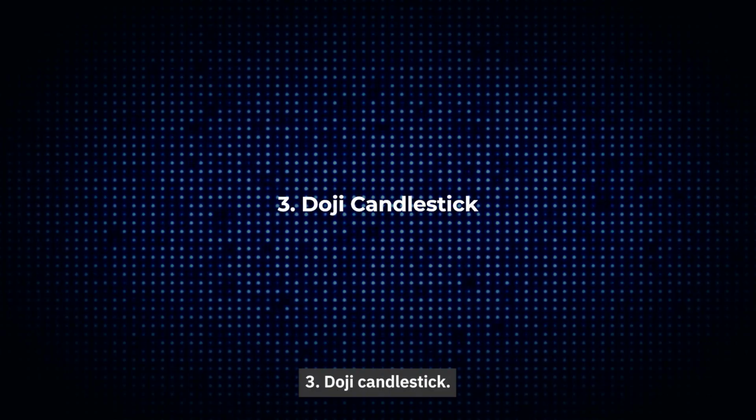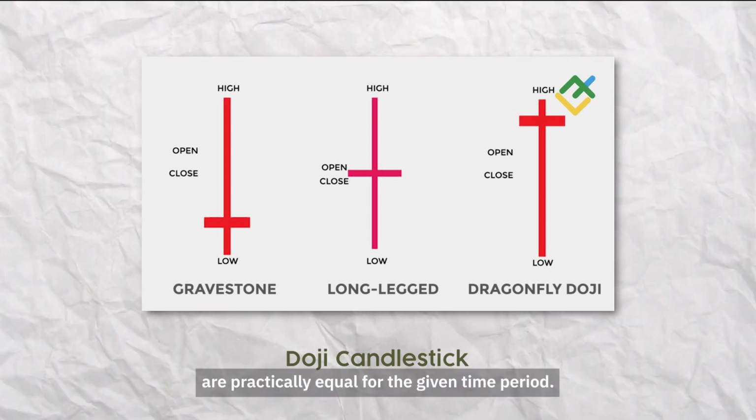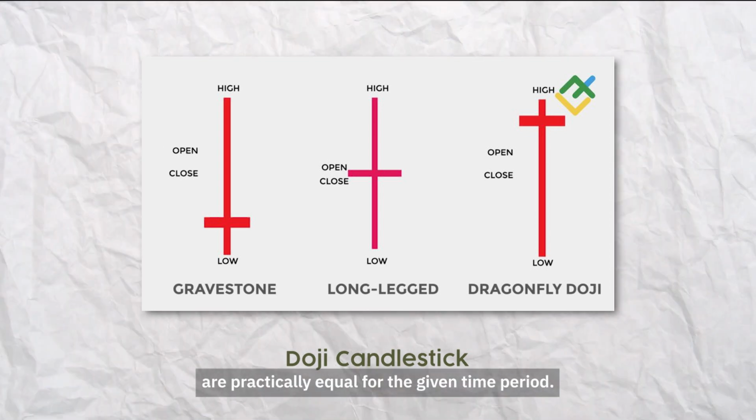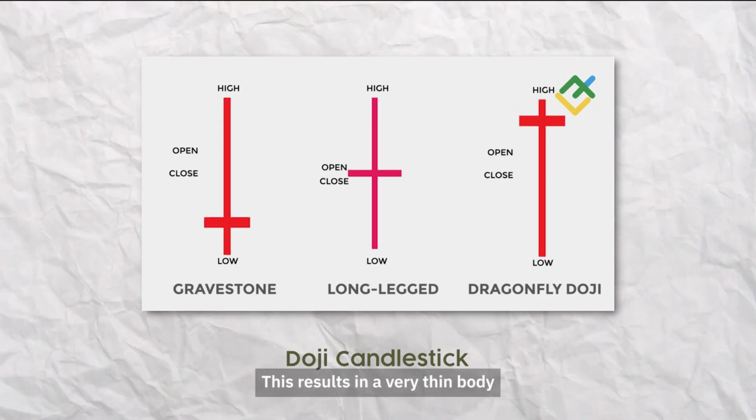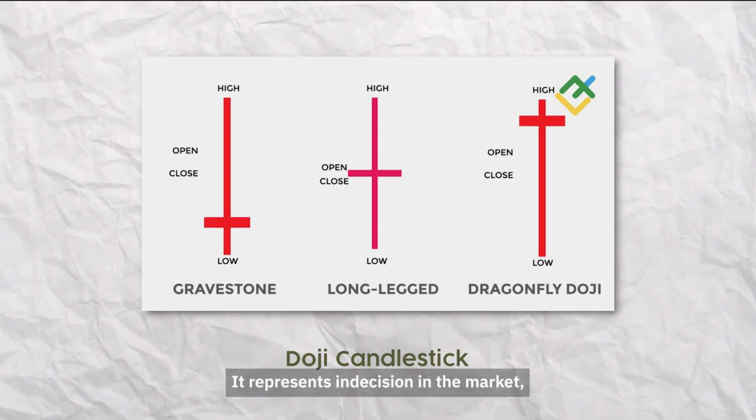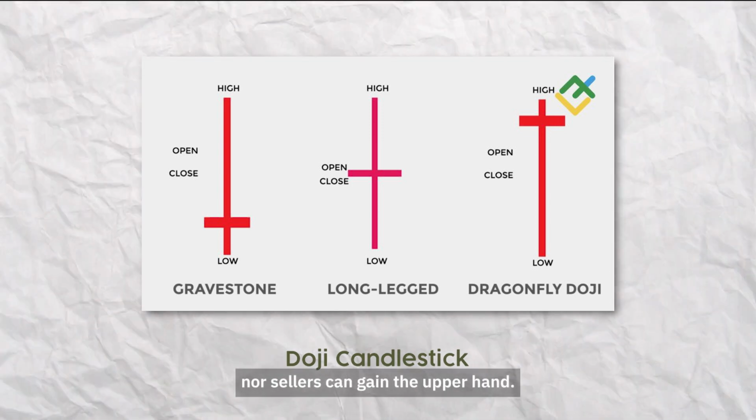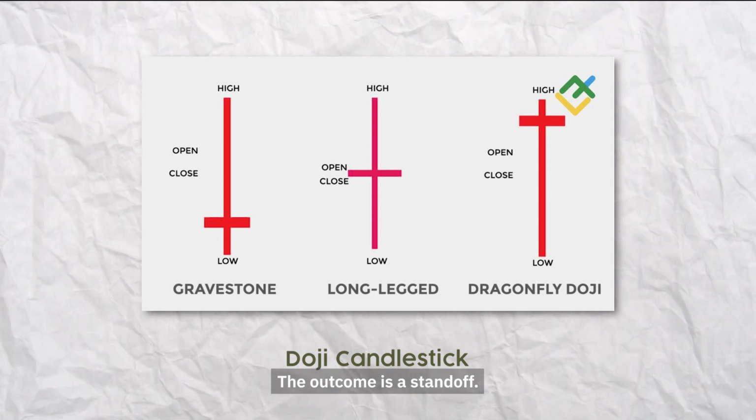3. Doji candlestick. A doji candlestick forms when an asset's open and close are practically equal for the given time period. This results in a very thin body, resembling a cross or plus sign. It represents indecision in the market, suggesting that neither buyers nor sellers can gain the upper hand. The outcome is a standoff.